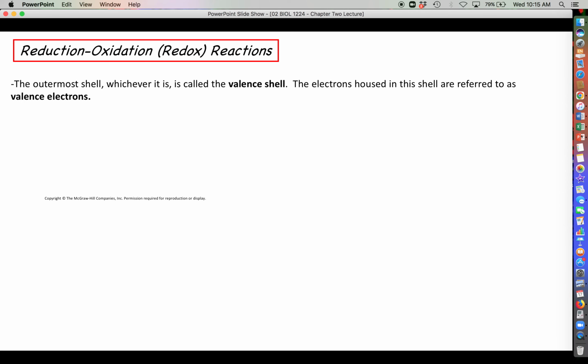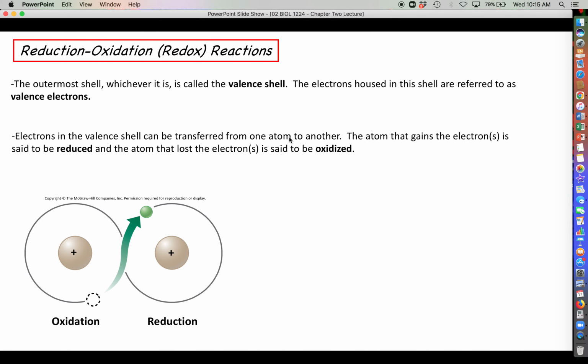Okay, so the last thing for this section, and this has been a long video, so thanks for hanging in with me here. The last thing that we'll mention here as a preamble to future discussions on chemical reactions is that on the previous slide we saw that the outermost shell, whichever it is, is what we call the valence shell. And those electrons that are there in that valence shell are your valence electrons.